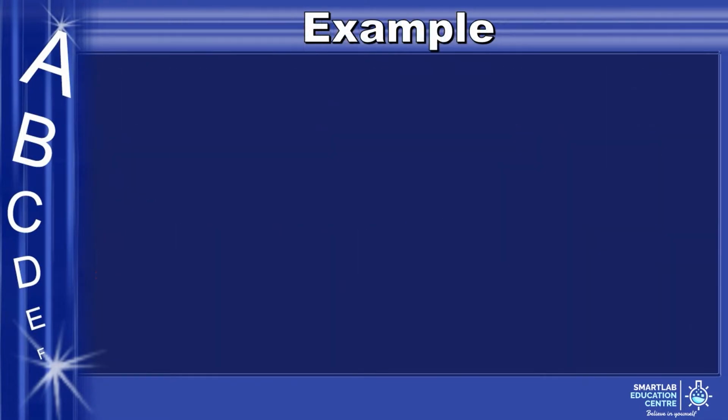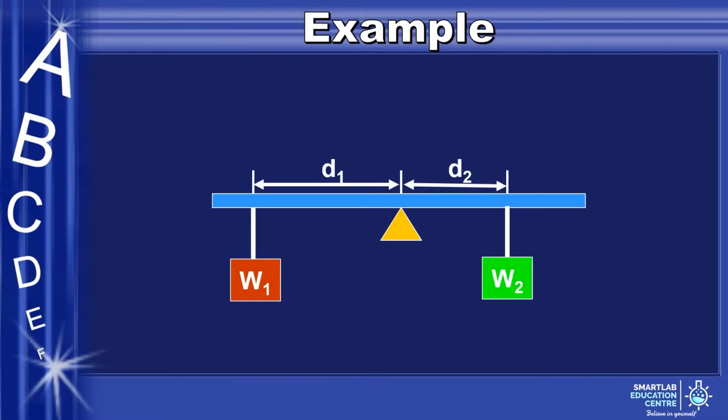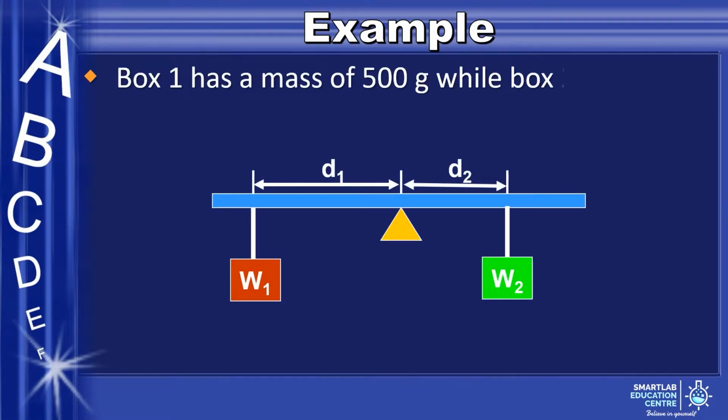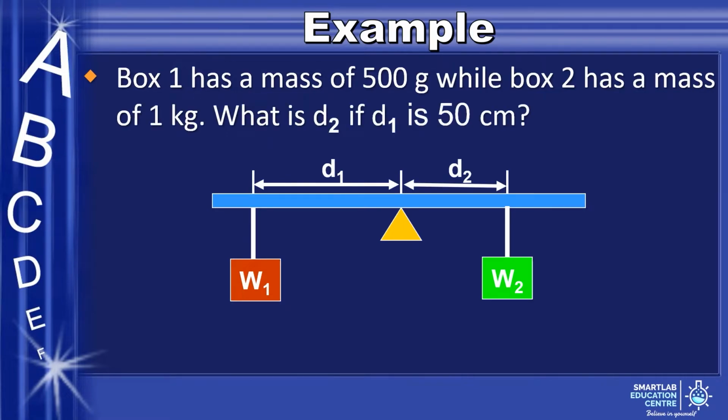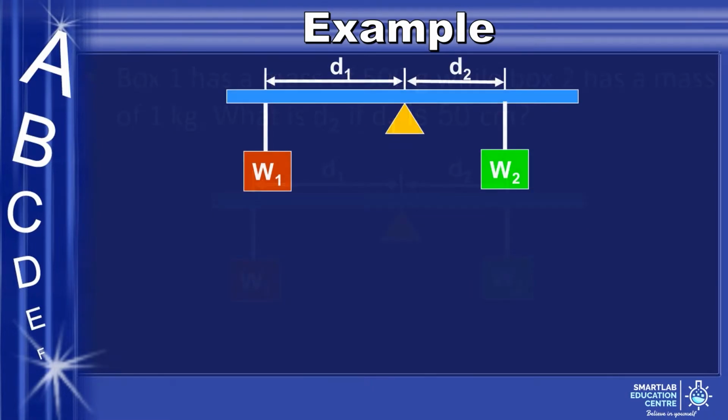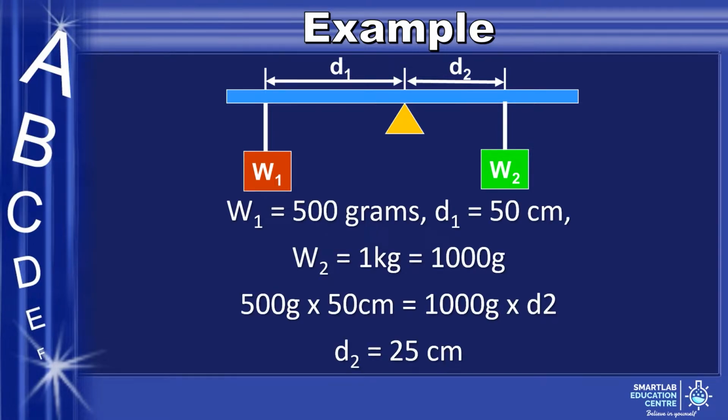Let us use an example. Here is the balance shown below. Box 1 has a mass of 500 grams while box 2 has a mass of 1 kilogram. What is D2 if D1 is 50 centimeters? Now, we can do the following. Even though this gives us the following answer of 25 centimeters, this is not the correct method to do it.